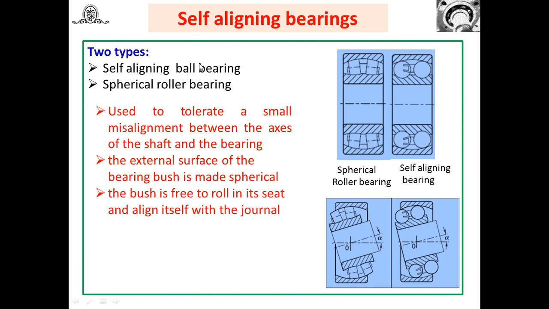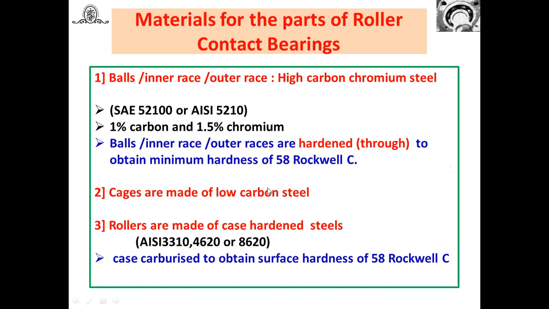So why are these self-aligning ball and roller bearings used? Because they tolerate some small misalignment between the axis of the shaft and the bearing. The external surface of the bearing bush is spherical, that means this curvature is provided, and the bush is free to roll in its seat and align itself with the journal according to the load and according to the misalignment. Try to understand. They are used in agriculture machinery, ventilators, and railway axle boxes. This is the classification of the self-aligning bearing.